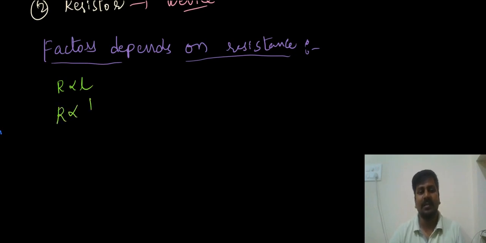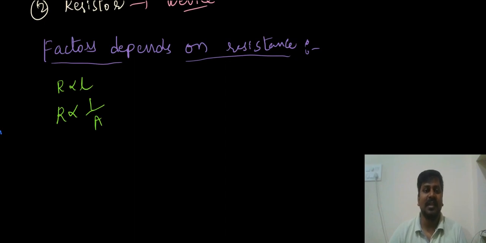R is inversely proportional to the area of the conductor, that is, the cross-sectional area of the conductor. If the area is less, more resistance will be there. If the area is more, then less resistance will be there.